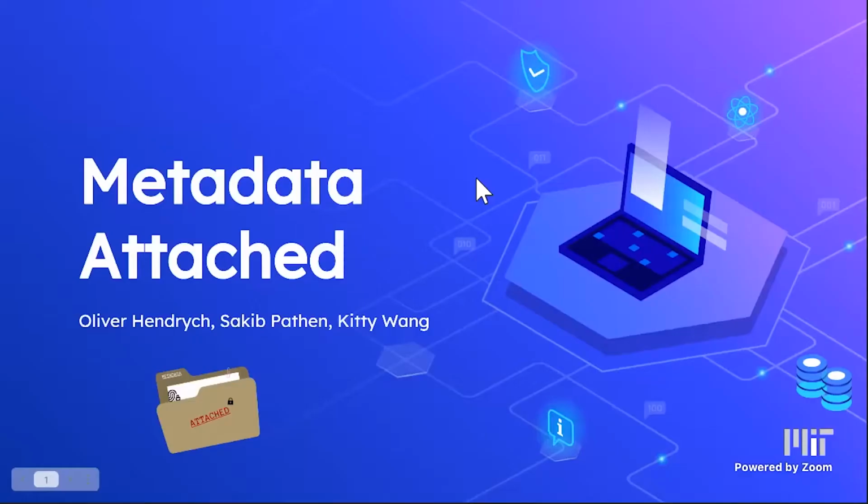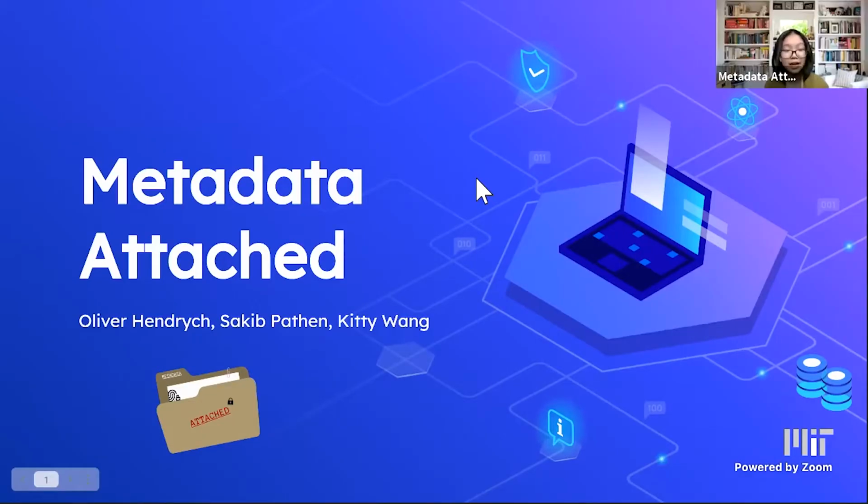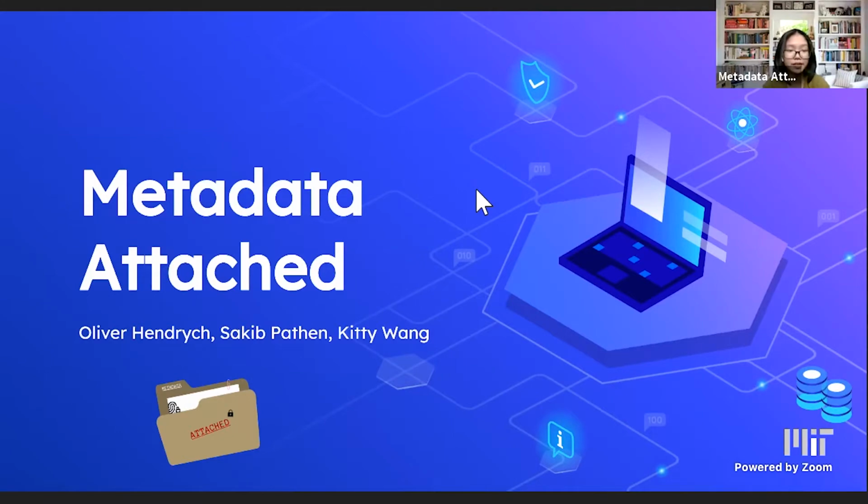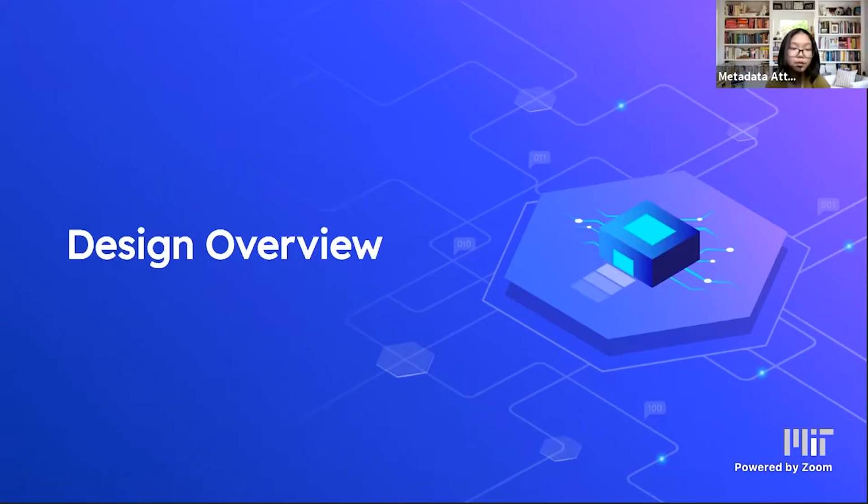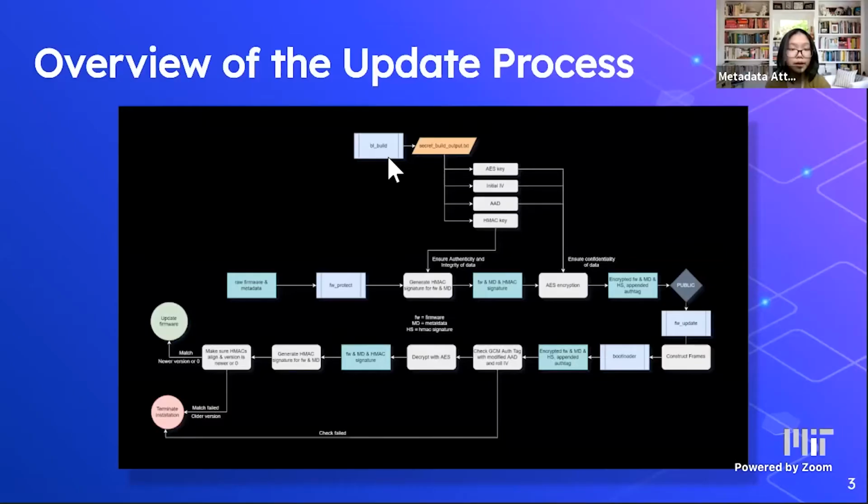All right. Hi, everyone. We're Team Metadata Attached, and our team consists of Oliver, Sakib, and me, Kitty. So to begin our presentation today, we would like to share an overview of our design for the firmware distribution system we have built. So first, we have the BL build tool here, which compiles the bootloader and generates the AES key, initial IV, and AAD, all of which are utilized later during the encryption process. In addition, the build tool also generates an HMAC key.